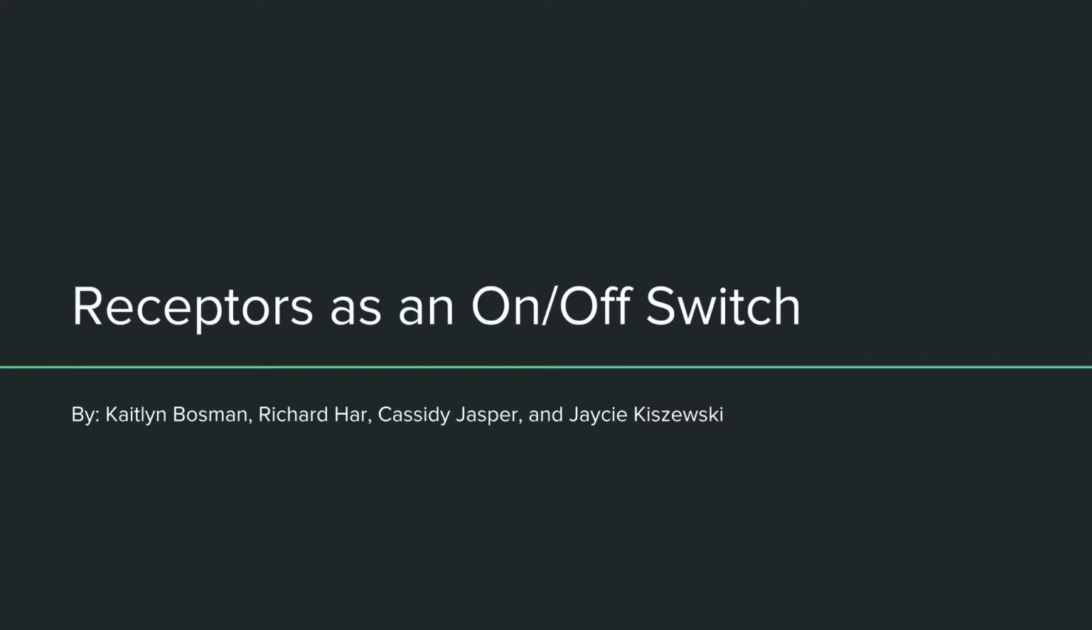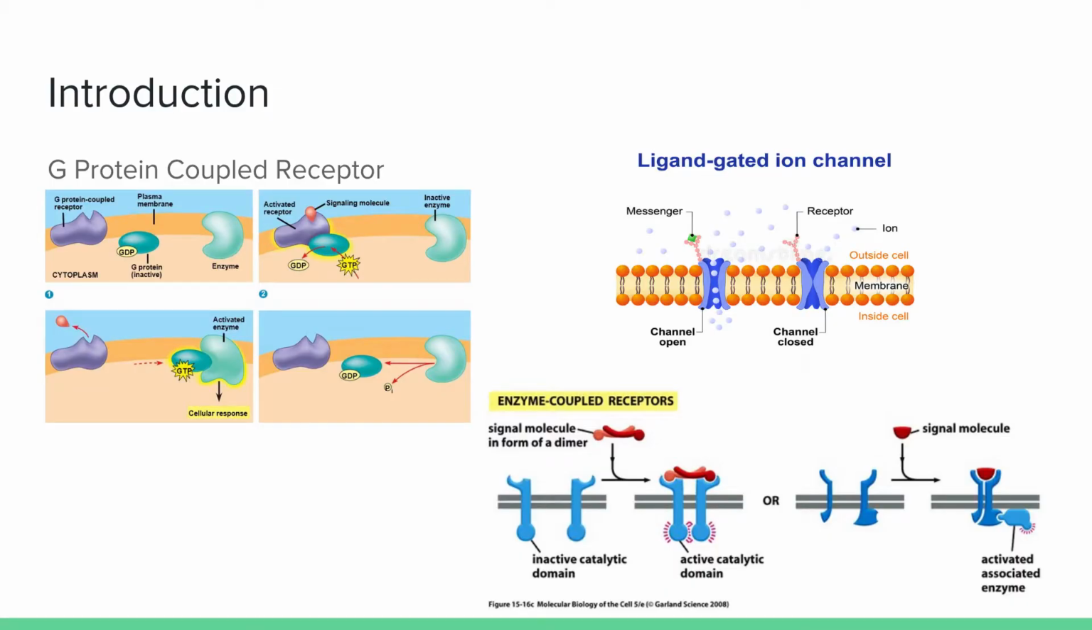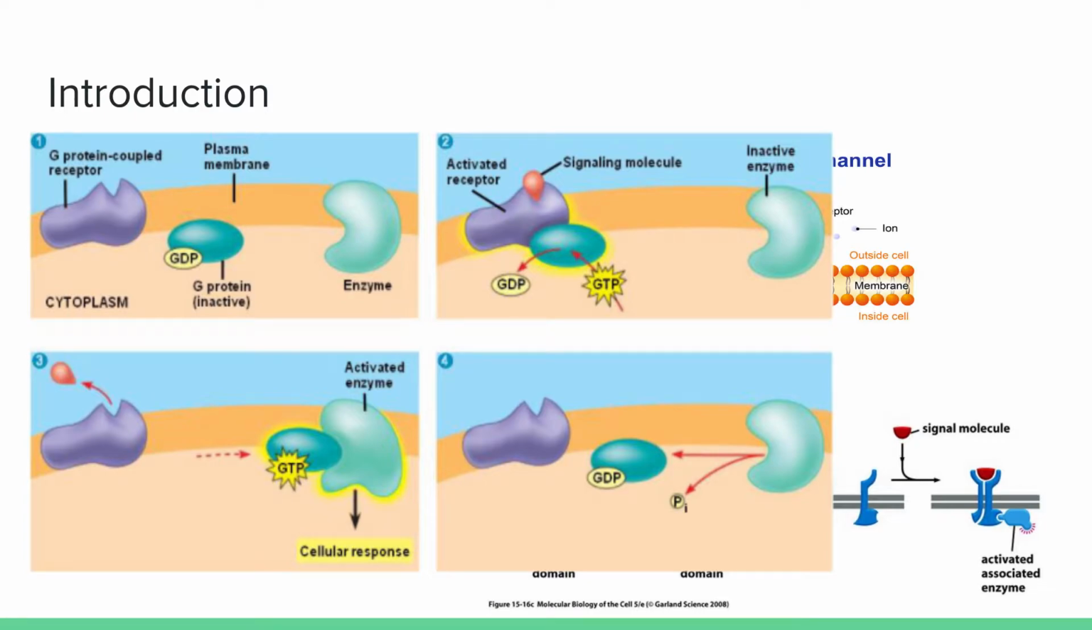This video will be discussing how receptors can act as an on and off switch while focusing on the example of orexin. There are multiple types of receptors within cells. These include G-protein coupled receptors, ligand-gated channel receptors, and enzyme coupled receptors. The most common and used type of receptors are G-protein. Depending on what binds to the receptor, it will activate or inactivate a cell.